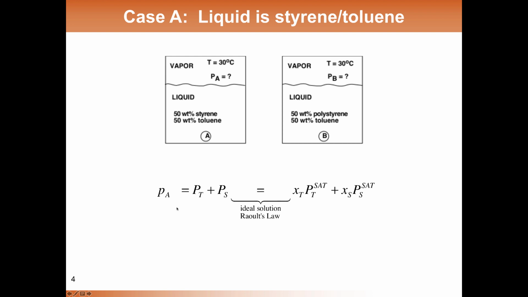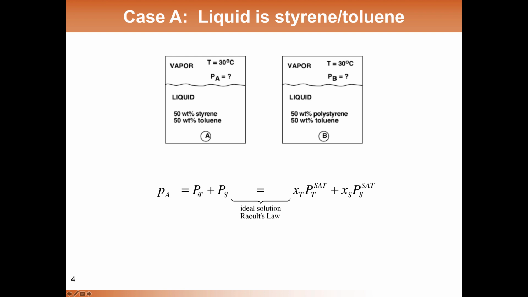And if we start to calculate then the total pressure above the headspace of this liquid in case A, where we have a mixture of styrene and toluene, we can always write the total pressure in case A as the sum of the partial pressures of the components, so the partial pressure of toluene and the partial pressure of the styrene. This is chapter and verse from Dalton's law. It's a definition of partial pressure in terms of total pressure.